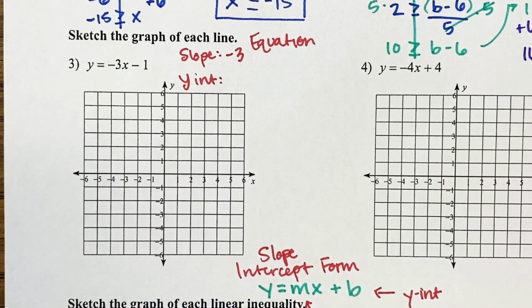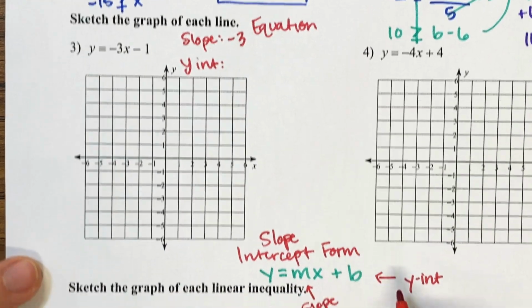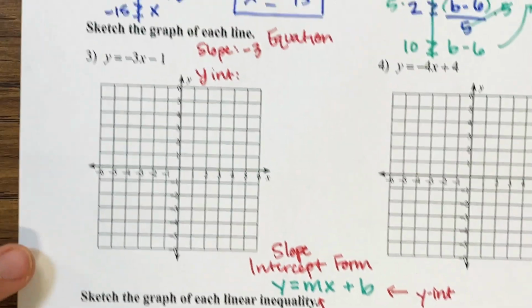What is my y-intercept? What is the number that's on the end of my equation? What's that b, my y-intercept?